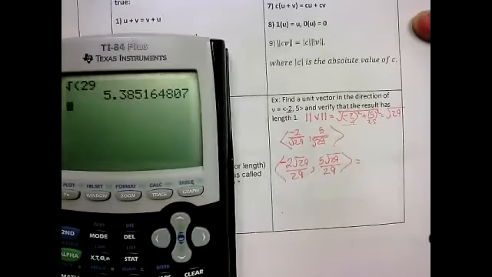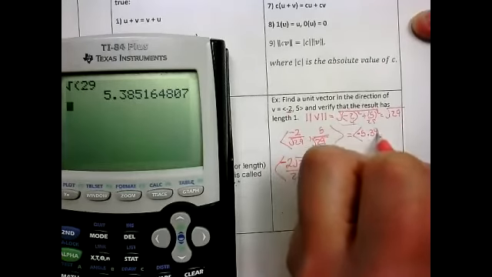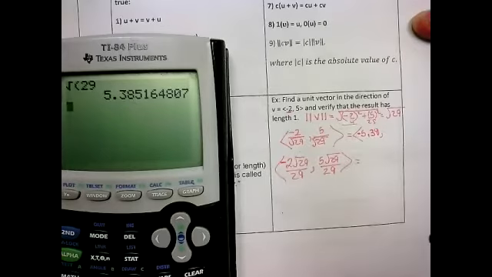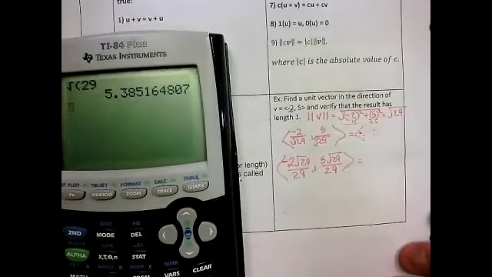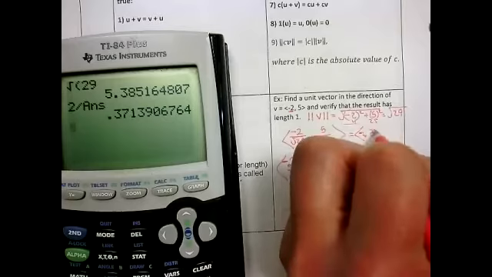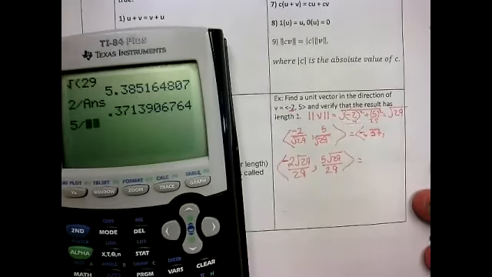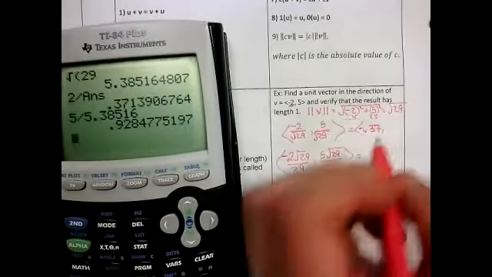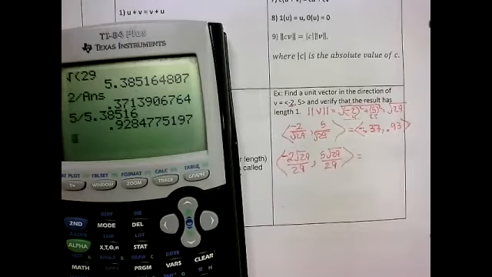That's about 5.39. Now just remember, if we're doing it this way, it's going to be a little bit off. Our number is not going to be exactly 1 because of our rounding. So the square root of 29 is 5.39. Now I need to do -2 divided by that answer, and I get -0.37. And then 5 divided by 5.385. This is going to cause my stuff to be off a little bit, so it's about 0.93. Now I have to square these, add them together, and take the square root, to check to make sure that it adds up.